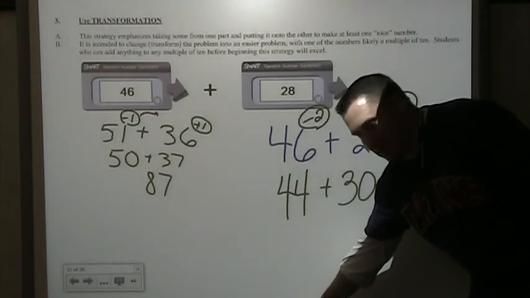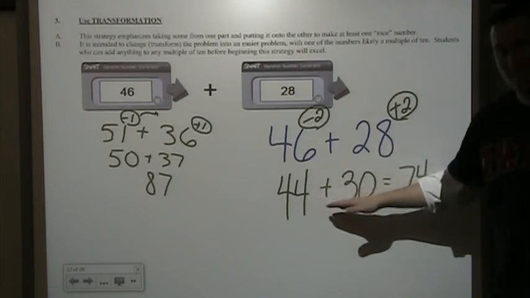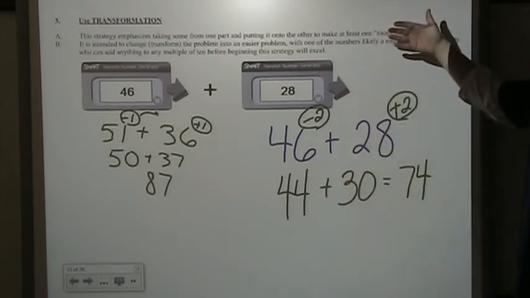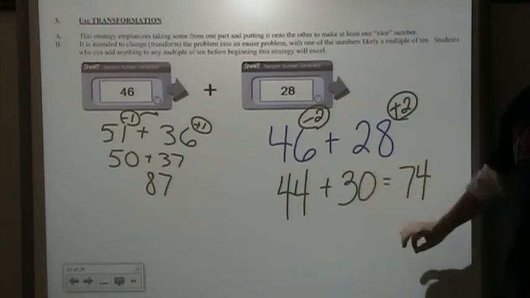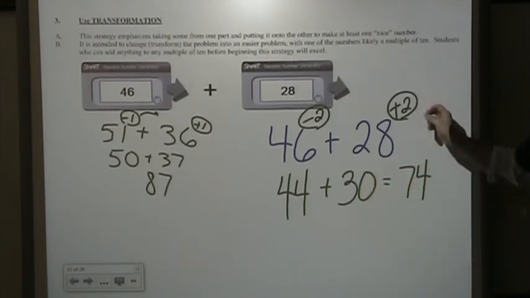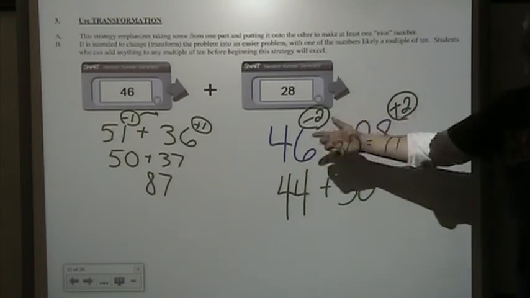Kids have to be flexible with numbers. It is breaking apart numbers again, but it's transforming the problem into something that's easier. That's why it's called transformation. Very simple to do, very effective to do, and students oftentimes can do this in their head as well. Okay, this could help with rounding because you're looking for the next nice number.